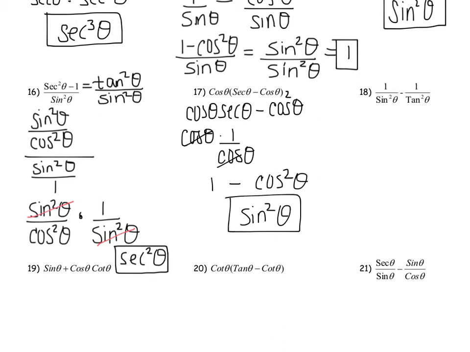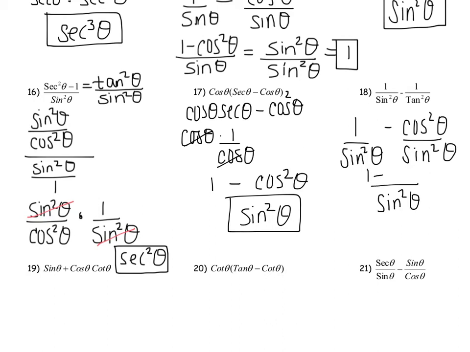Okay, 18. 1 over sine squared minus 1 over tangent squared. Well, we know that tangent squared is the same thing as sine over cosine, so 1 over that would be it flipped. So this would be cosine squared over sine squared, minus 1 over sine squared. And I knew to do that because I needed a sine squared. And now I have the same denominator, so I keep it.